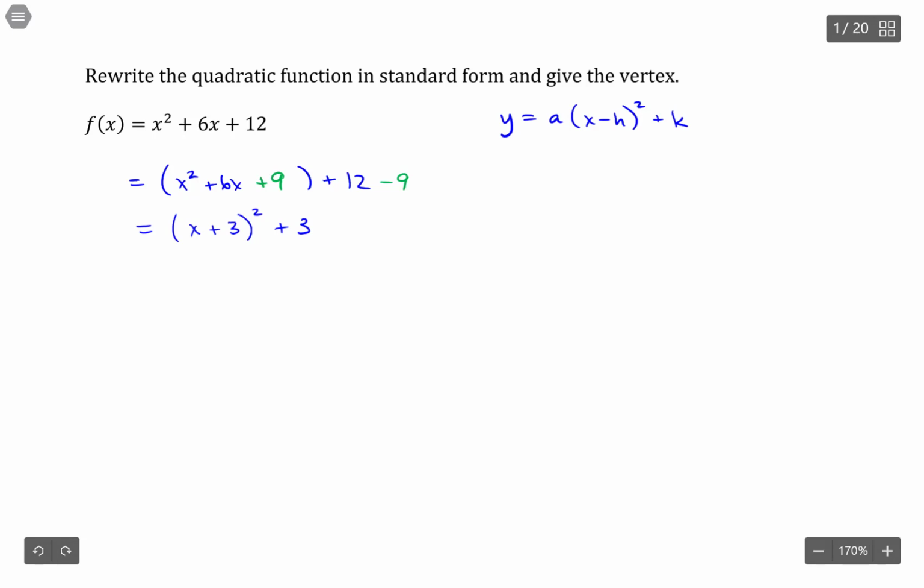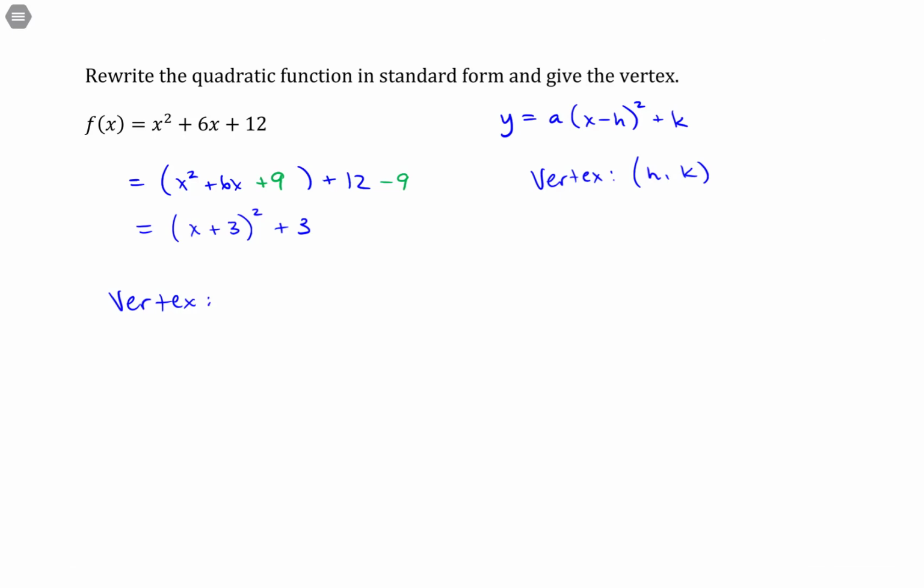Now we have it in standard form, so the vertex. The nice thing about standard form is in standard form, the vertex is just the coordinates h comma k. But do be careful that the negative in front of the h tells you to take the opposite of that value. So this vertex would be located at negative 3, positive 3.